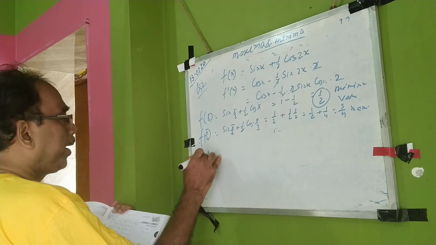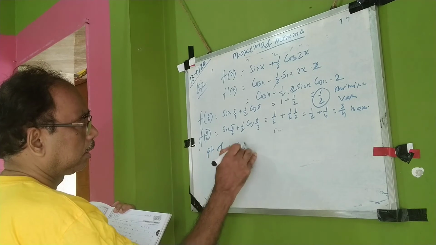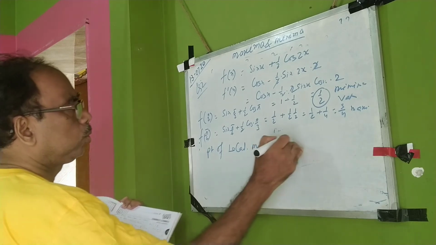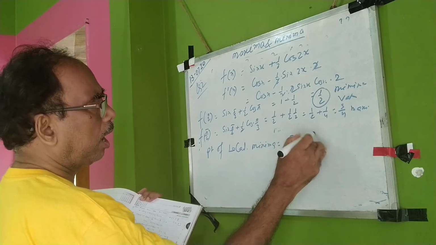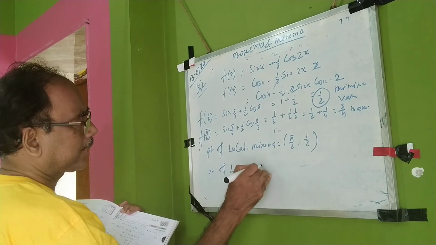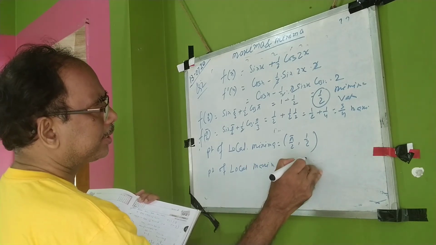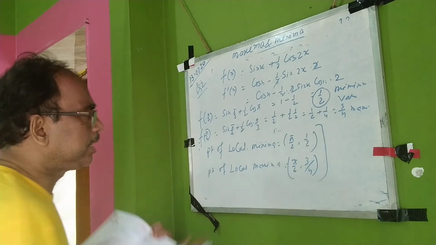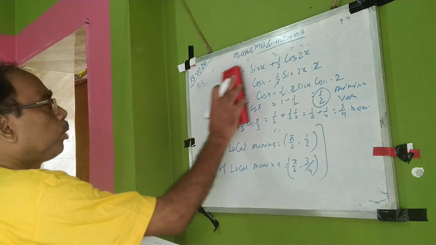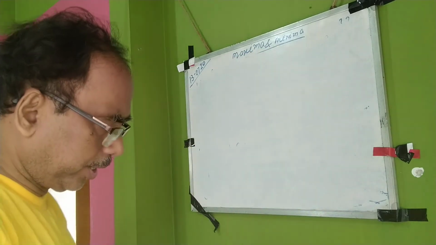Therefore, point of local minima equals pi by 2, half. Point of local maxima equals pi by 6 comma 3 by 4. This is the local maxima, this is the local minima. So we can define in this way the local maxima and local minima. There are a lot of sums you can do like this.